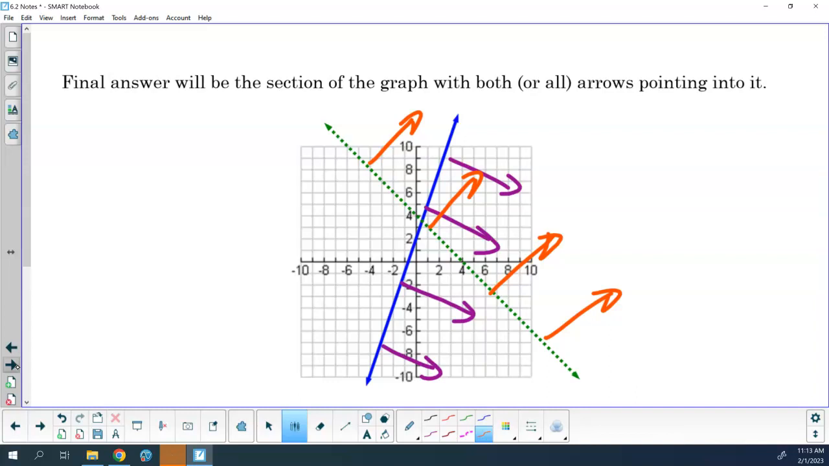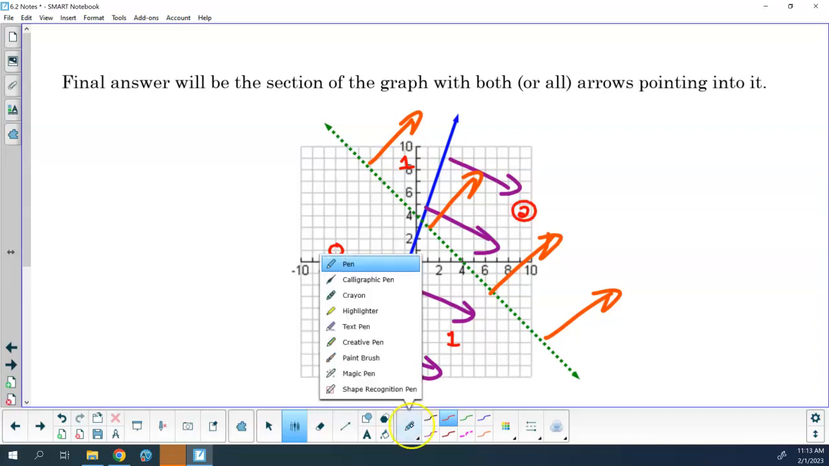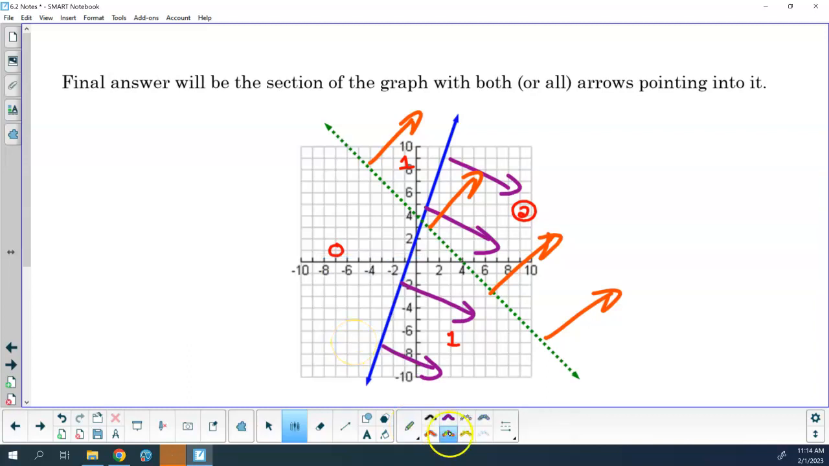So now my final answer is going to be the section of the graph that has all of the arrows in it. This section over here has 0 arrows in it. This section up here only has 1 arrow in it. This section down here only has 1 arrow in it. But this section over here has both of the arrows in it. So therefore it is going to be the area that I then full on shade in.